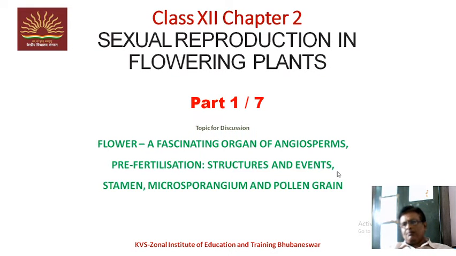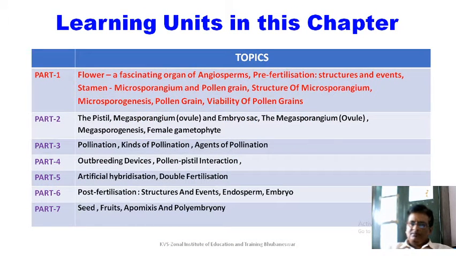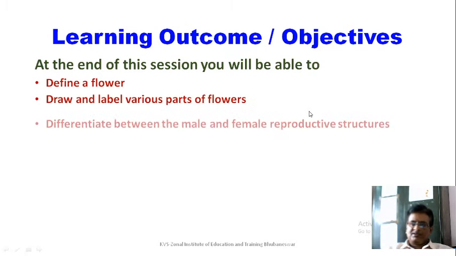We will be discussing sexual reproduction in flowering plants in this chapter. This chapter is divided into 7 different sessions, from session 1 to session 7. This is session number 1 and we will be talking about the flower, the various pre-fertilization structures and events, the stamen, microsporangium and pollen grain, structure of microsporangium, microsporogenesis, the pollen grain and viability of pollen grain. The rest of the chapter will be taken up in the next few sessions.